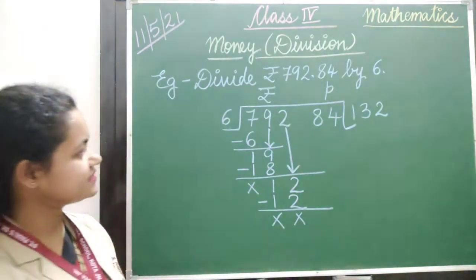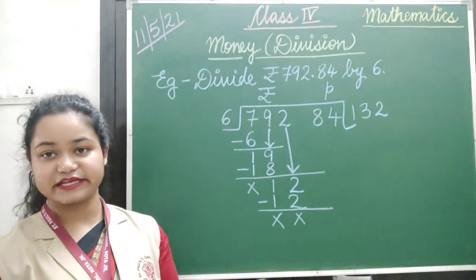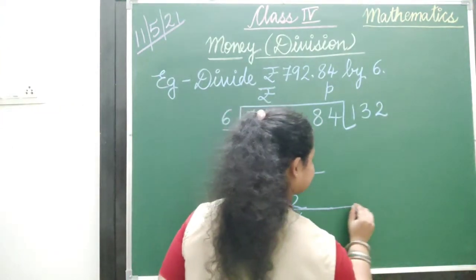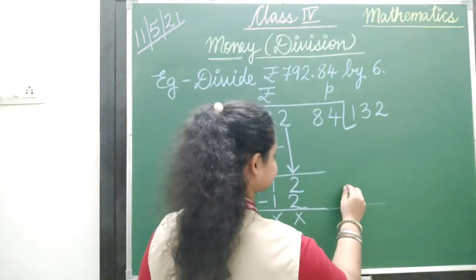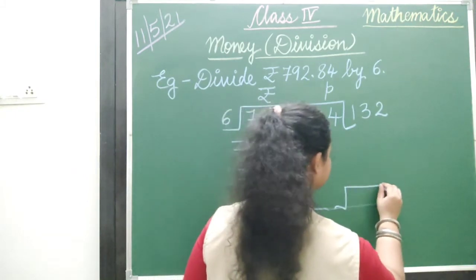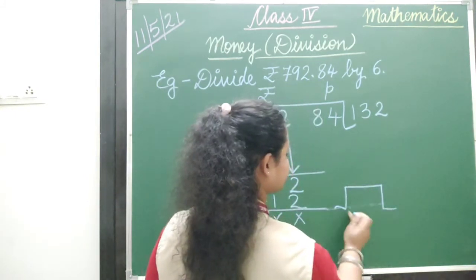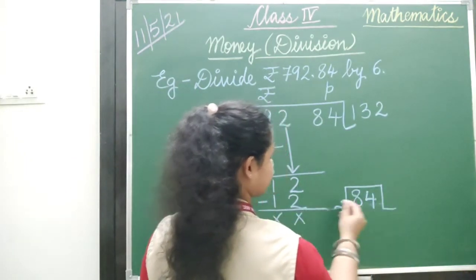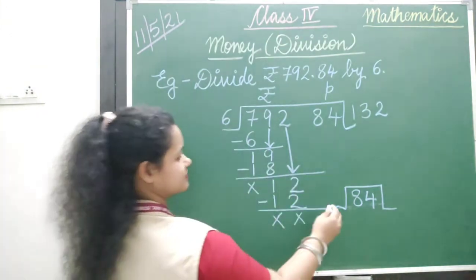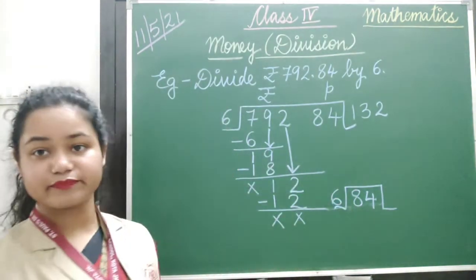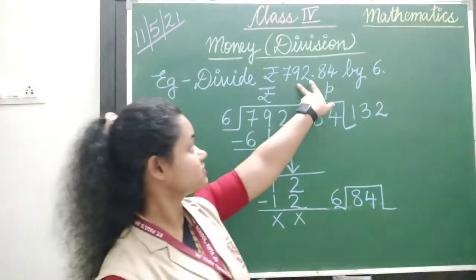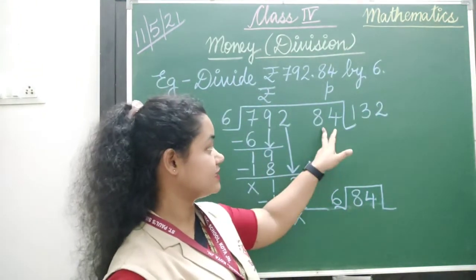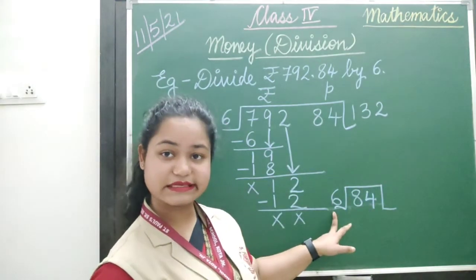Now this rupees calculation is over. Yes or no? Yes. Now let's come to paise. Now in paise also what you are going to do is just make a small window and write this number, 84 divided by the same number 6. Understood? Why? Because the whole number is to be divided by 6. So I will have to divide 84 paise also with 6 only.